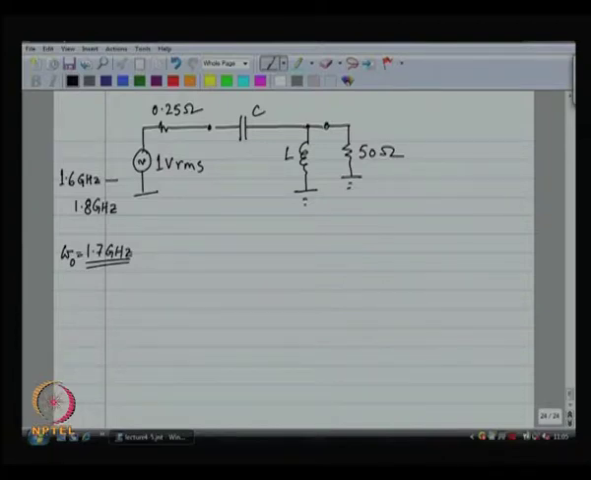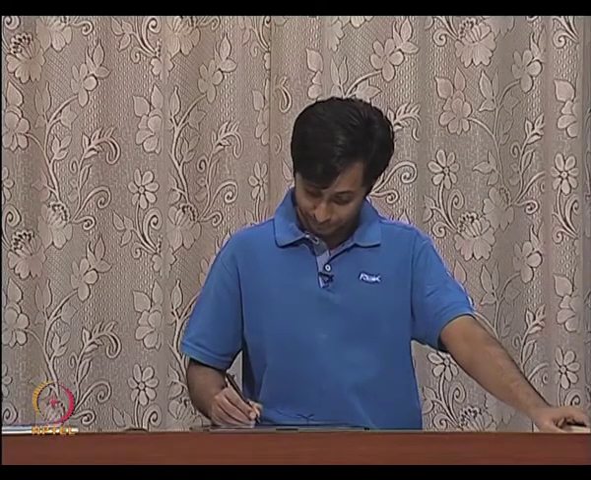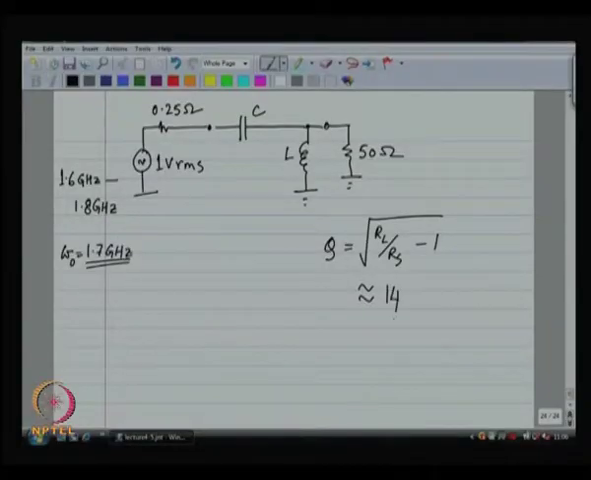And what is the Q? That is the first step, right. Something like this. It can't be R s by R L, because R s is less than R L. So, that is about equal to R L is 50, R s is 0.25. So, R L by R s is about 200. So, square root of 200 is about 14. Square root of 199, it is about 14.